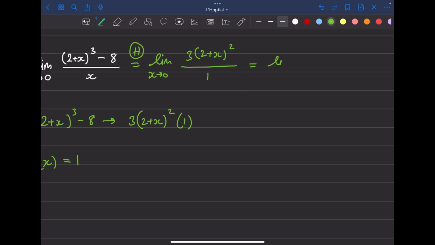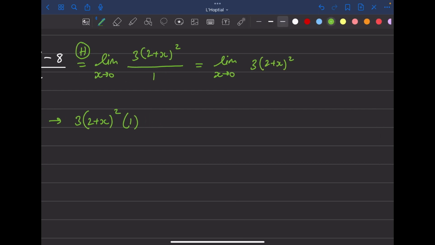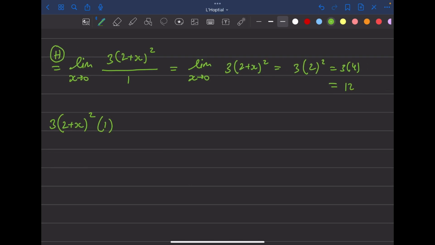This will be the same as the limit as x approaches 0 of 3 times 2 plus x squared, because divided by 1 does nothing. Okay, after that, plug in the 0 here. So if you plug in the 0, you get that this is 3 times 2 squared, which is 3 times 4, which is 12. And that is your answer, so we are done.